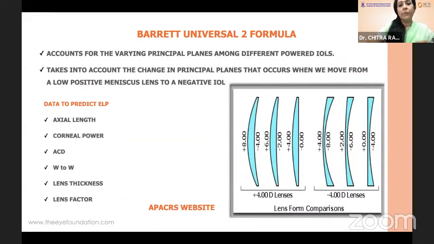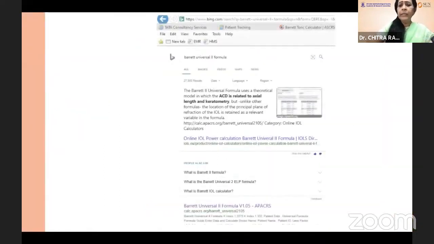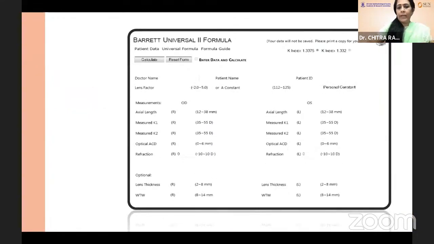The further advantage of Barrett Universal 2 is it is able to account for the principal plane in different geometry of lenses, like a minus lens or a plus lens, besides the fact that it has all these variables being incorporated, which gives you a greater and better estimation of the effective lens position. Taking you further on, this is where you incorporate the name, the A constant, and the personalized constant, and all these essential measurements, and the lens thickness and the white-to-white become the optional measurements.